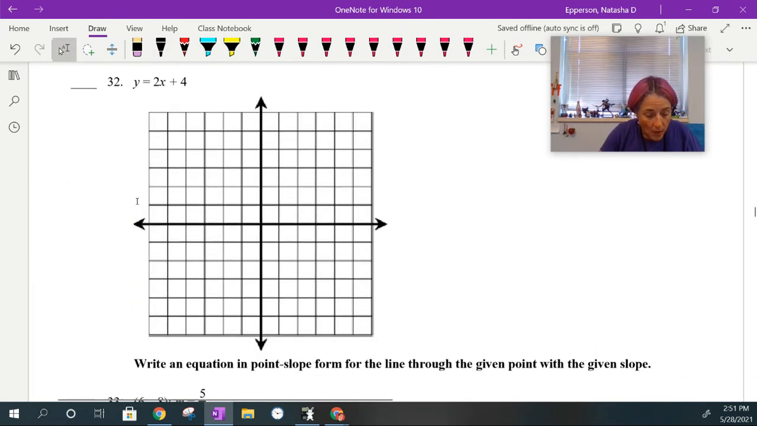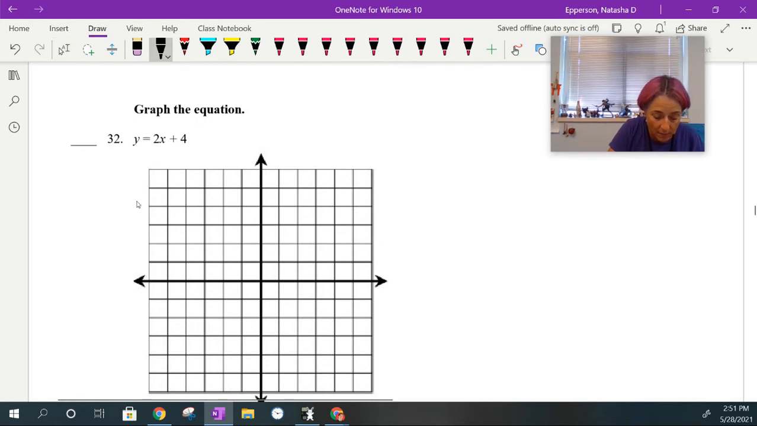Number 32, graph the equation. Our y-intercept is at 4. 1, 2, 3, 4. We have a slope of 2 and a run of 1. I'm going to go backwards. That's it.